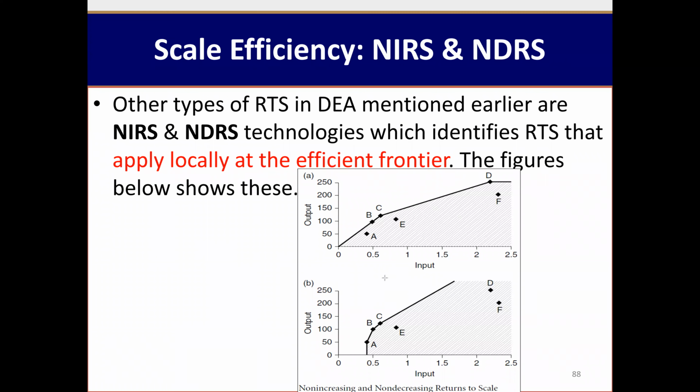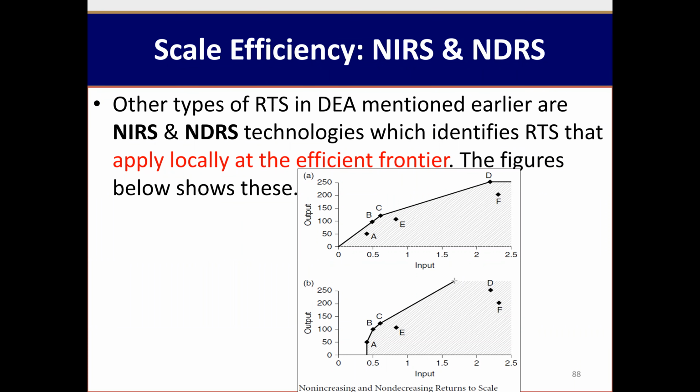Now look at the other one below. The other one below is non-decreasing, because if you look at this edge there, it keeps going and going and going. It's not decreasing. So it's non-decreasing returns to scale. So this is how the non-increasing returns to scale graph and the non-decreasing returns to scale graph look.